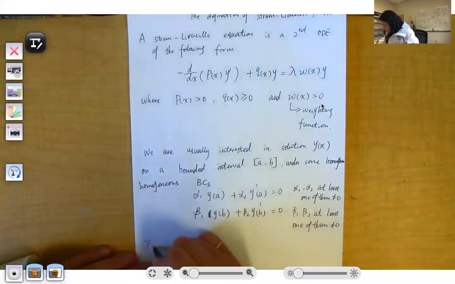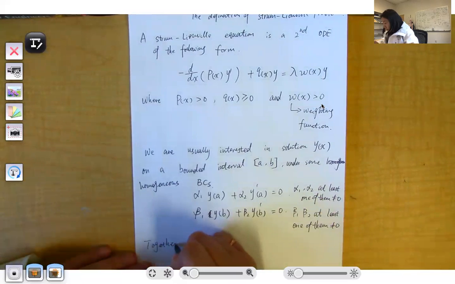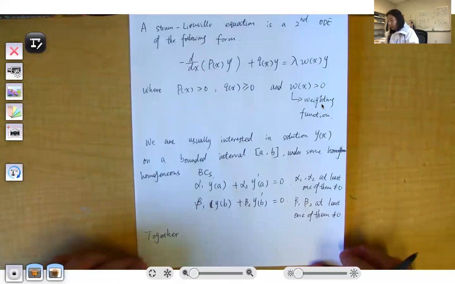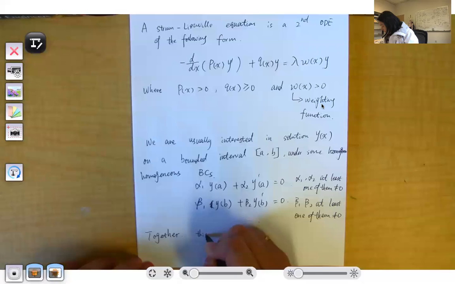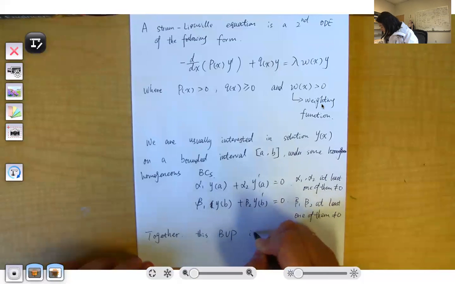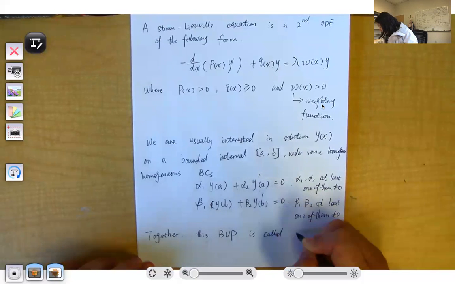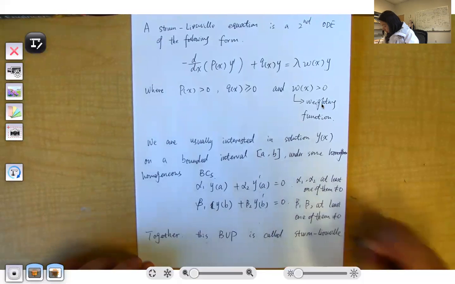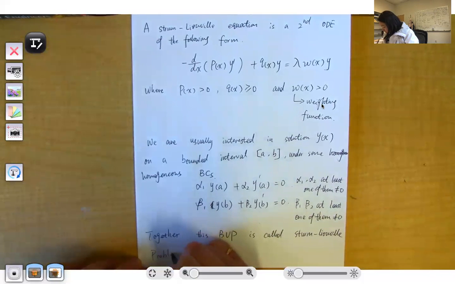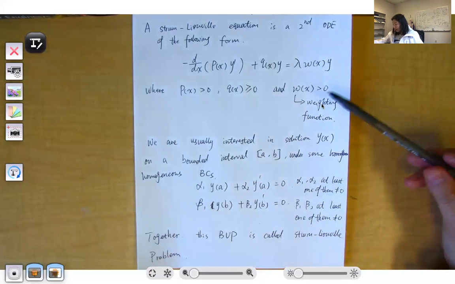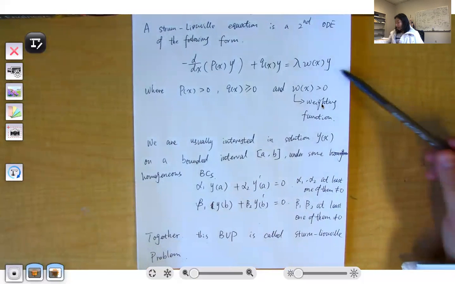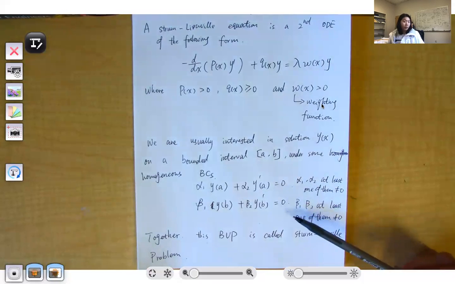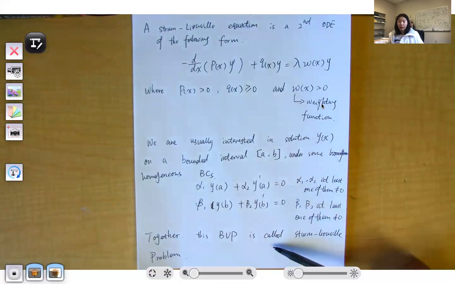Then together, this BVP is called a Sturm-Liouville problem. So it has two parts. One part is the form of your ODE. The second part is that your boundary conditions have to be homogeneous. Then this boundary value problem is called a Sturm-Liouville problem.